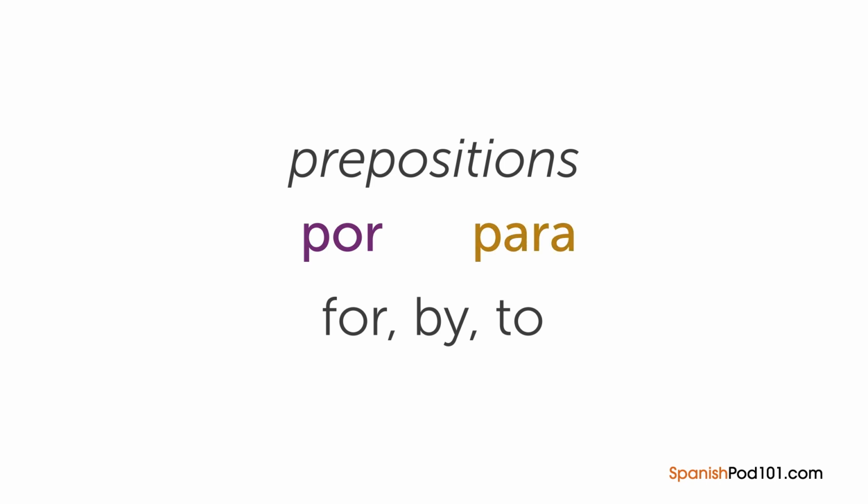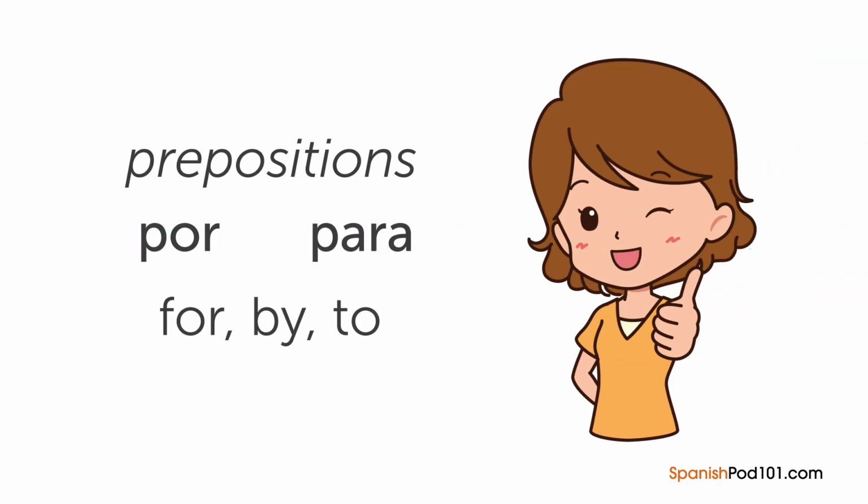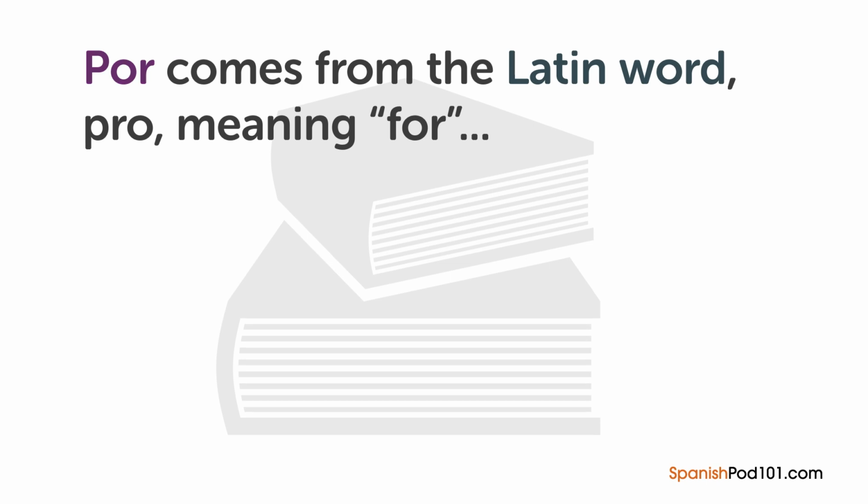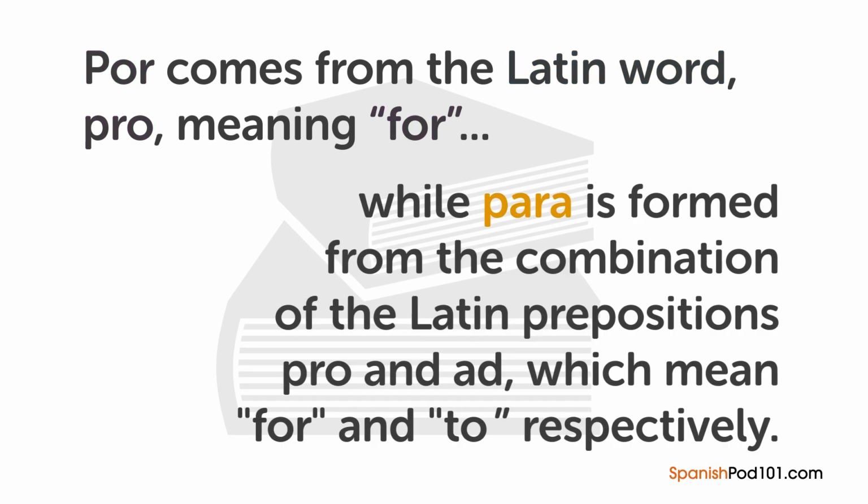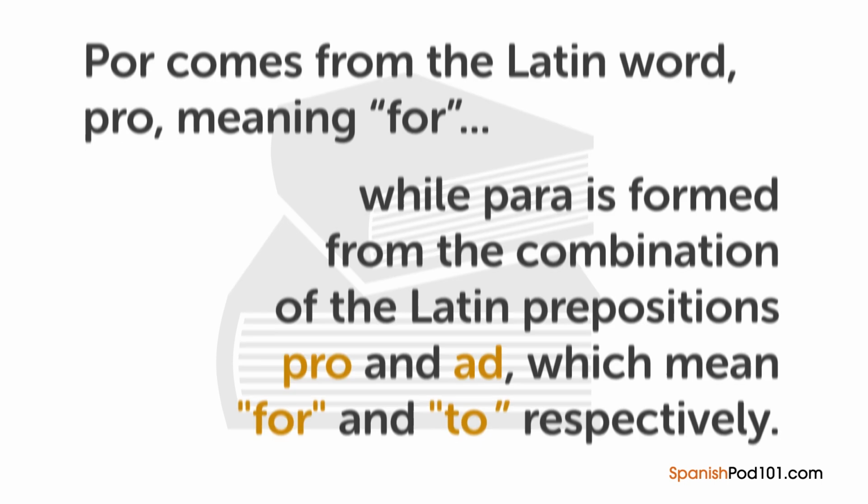Let's go over por and para so you can learn how to use them correctly. Por comes from the Latin word pro, meaning for, while para is formed from the combination of the Latin prepositions pro and ad, which mean for and to respectively.